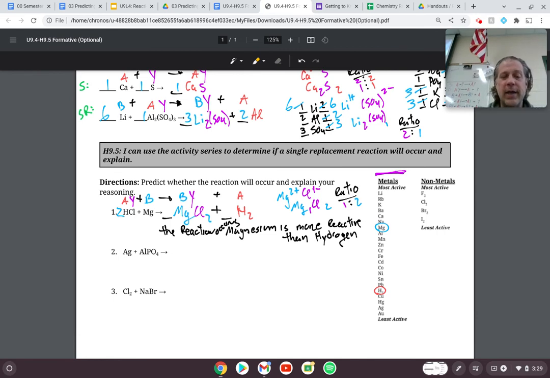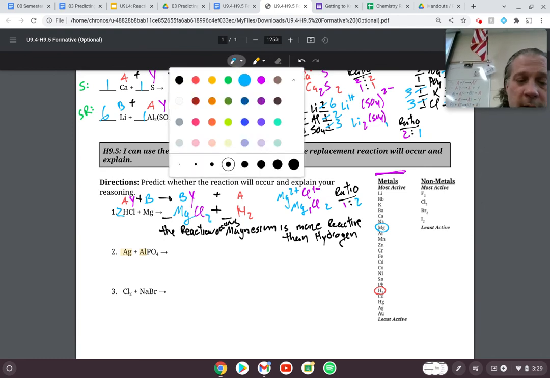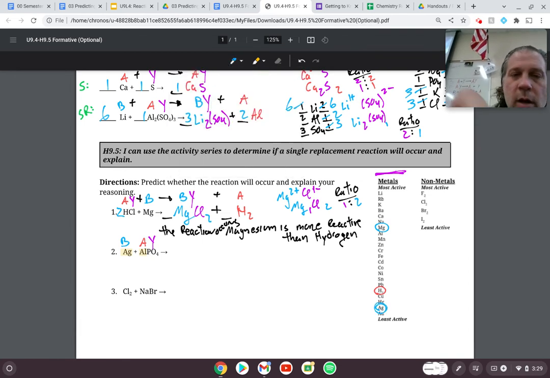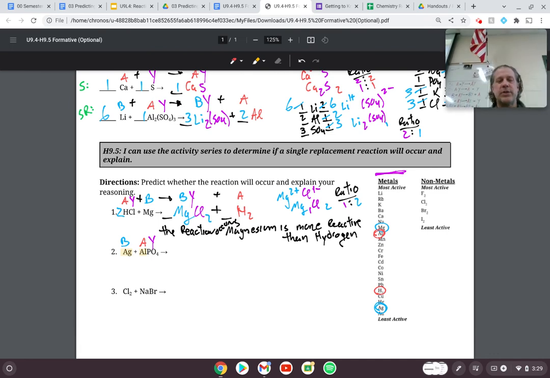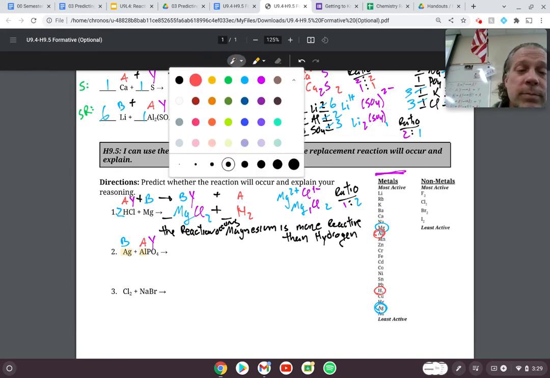All right. In the case of Ag and AlPO4, I have a metal here in Ag, and so that means it's going to try to replace aluminum. So I'm going to try to figure out what's going on here. So this would be my B and my A. So silver, way down here. Aluminum, where's aluminum? Right here. And because silver is below aluminum, it cannot replace aluminum. So this is going to be no reaction.